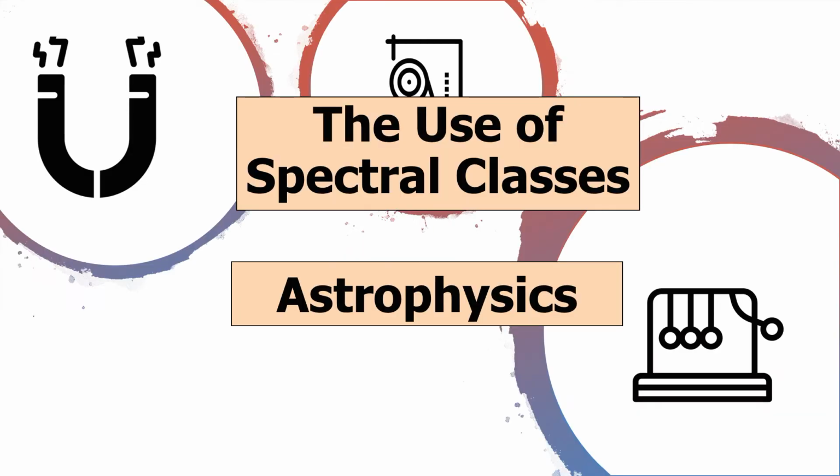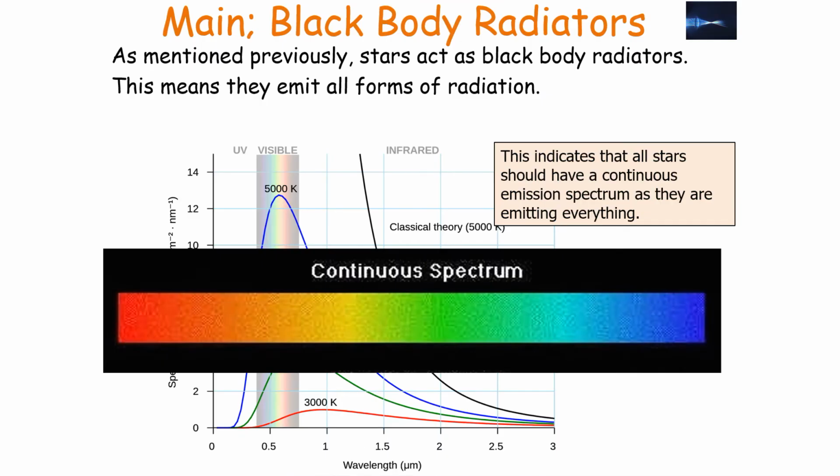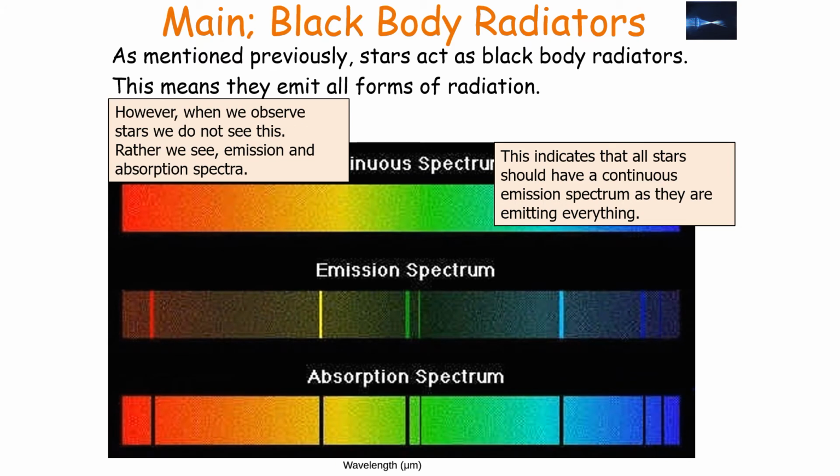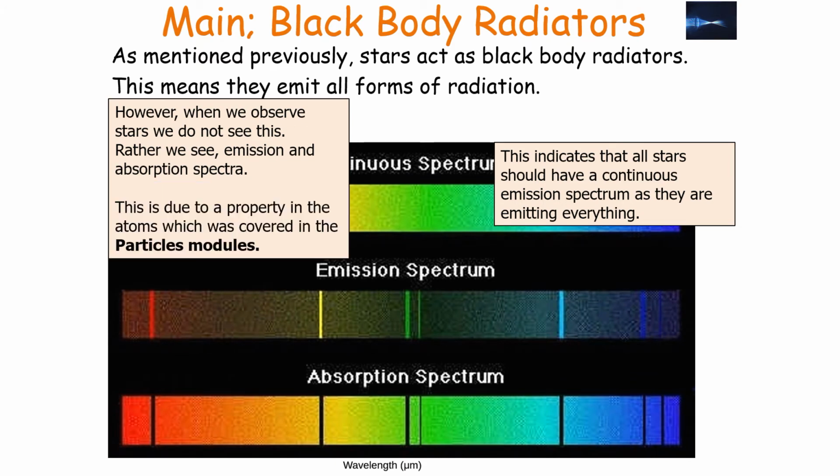The next thing we're going to look at is the use of spectral classes. Now as we know, a star is a blackbody radiator. This indicates that all stars should have a continuous emission spectrum as they are emitting everything, but we do not observe this with stars. We observe emission spectra and we observe absorption spectra, which is due to a property in atoms covered in the particles module.